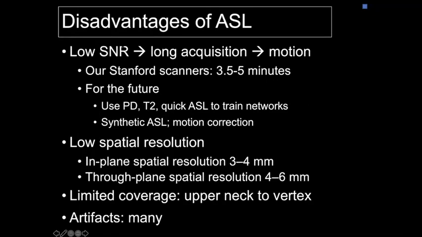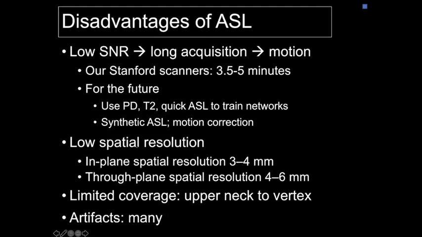With regard to disadvantages, the main disadvantage is low signal to noise, leading to a long acquisition and setting us up for the possibility of patient motion. On our scanners, the ASL sequences take 3.5 to 5 minutes, but we hope in the future that this will be much faster if our ASL scientists, like Dr. Zaharchuk, can use proton density, T2, or quick ASL images to train networks, if he can develop things like synthetic ASL, and if motion correction can be applied to ASL acquisitions.